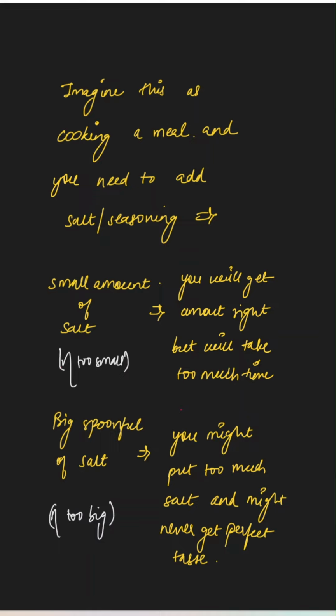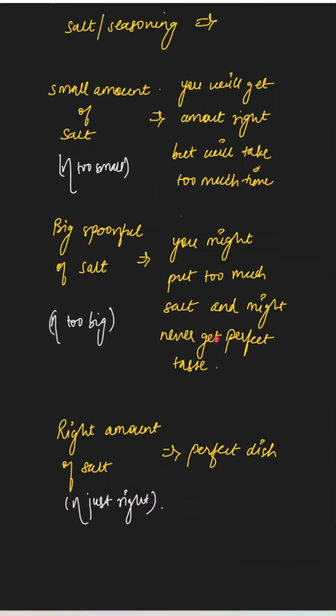However, if you choose a big spoonful of salt to add each time you want to add salt to the dish, then you might be putting too much of the salt in the dish and dish might not turn out perfect. This is the case when you choose big number for learning rate. So ideally, you need to be putting just right amount of salt so that the dish turns out perfect. This is what you need to do for learning rate as well. You need to experiment with a few values and then decide which learning rate is best suited in your scenario.